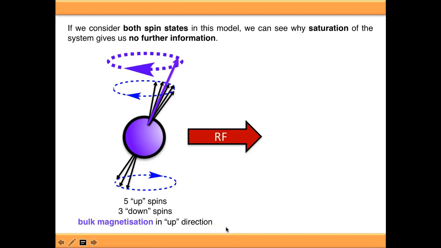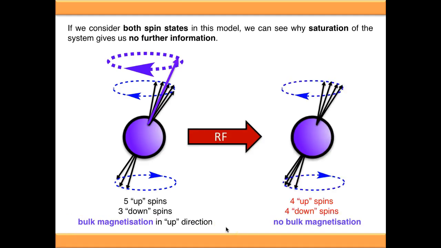If we pulse RF radiation at this and we convert one of our upspins into a downspin, we now have an equal amount of both. And because these upspins and these downspins are equally balanced out, our bulk magnetization now is somewhere in the core of the nucleus. So it's no longer pointing in a definite direction and precessing around the y-axis. It's now sitting right in the middle of the nucleus, so we cannot detect it in the x or y-axes. So this is just a pictorial representation of why saturation is not giving us any further information in this NMR spectrum.